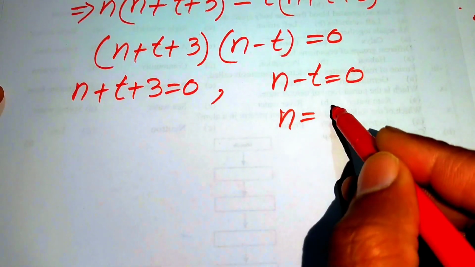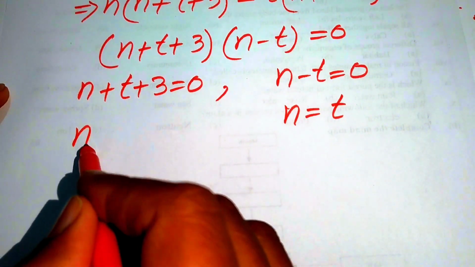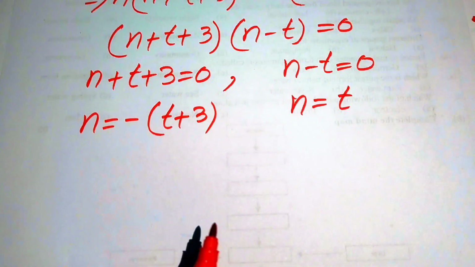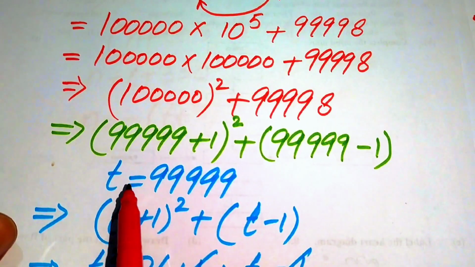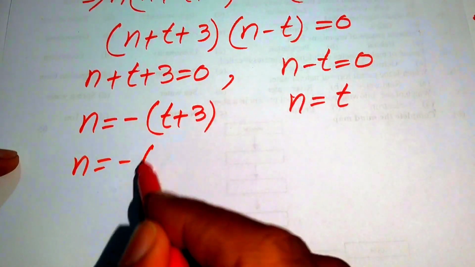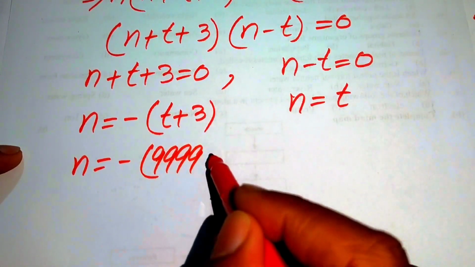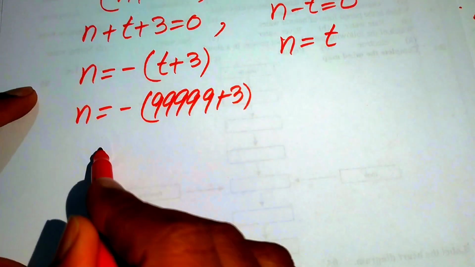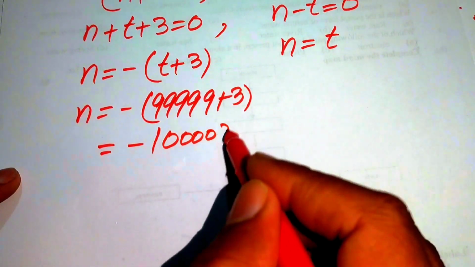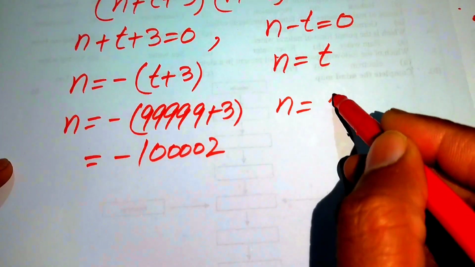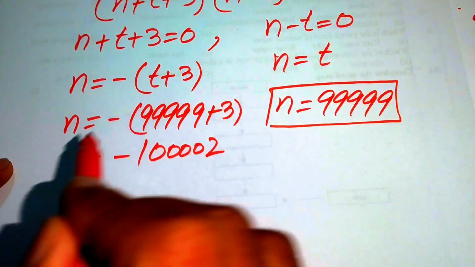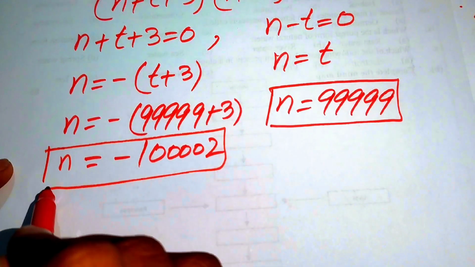In the second case we get the value of n equals t, and in the first case we get the value of n equals minus t plus 3. Here we back substitute the value of t, and you see that we have t equals 99,999, and we back substitute this value here: minus 99,999 plus 3. It will be equal to minus 1,000,002. And similarly here you get the value of n equals t, which is 99,999. So this is the other value of n, and we have these two values of n, and this is the final answer.